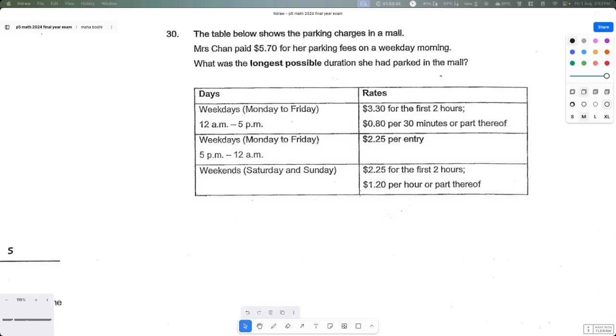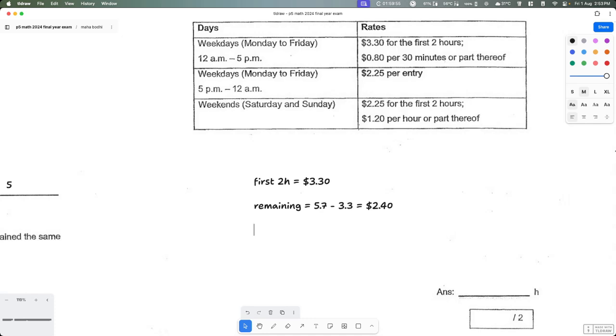Okay, for this, the first 2 hours will be $3.30. So that means the remaining will be 5.7 minus 3.3. Okay, and this will give you $2.40. So in this case over here, one block of 30 minutes is equal to $0.80.